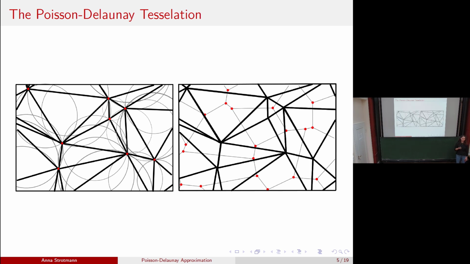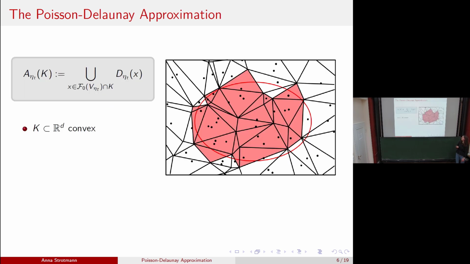Next, we want to use this tessellation to approximate a non-empty compact convex set K. Therefore, we take the union over all Delaunay cells with center inside of the convex set. In the picture, you can see an example for the two-dimensional approximation of an ellipse. The union of all these red-colored cells is the approximation of this set K, and the red-colored cells are exactly those cells with center inside of the convex set K.